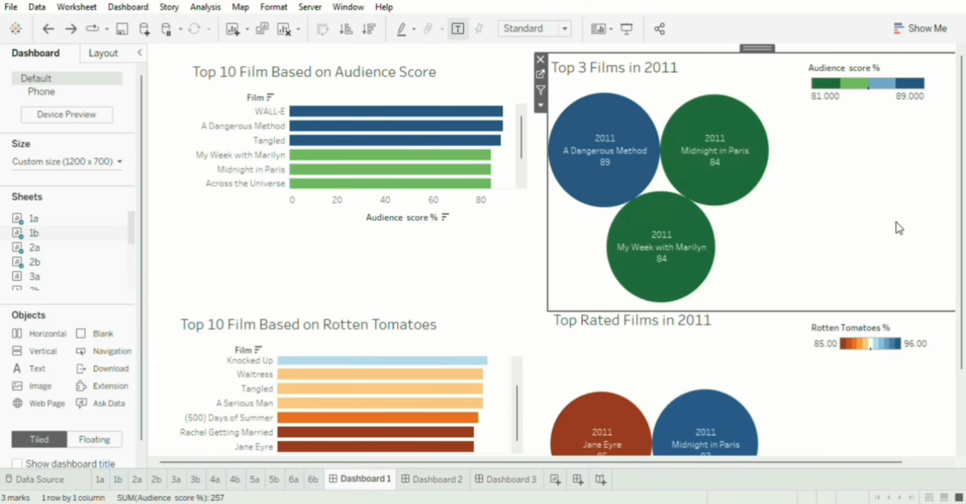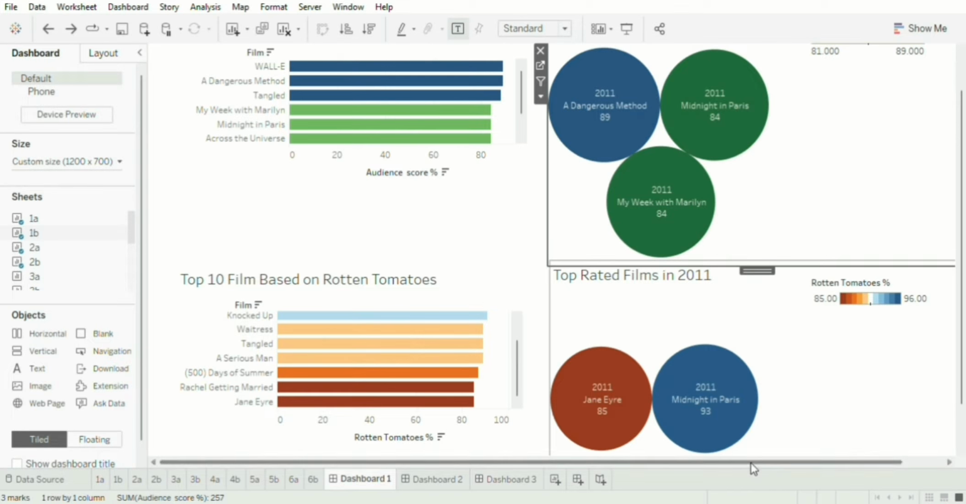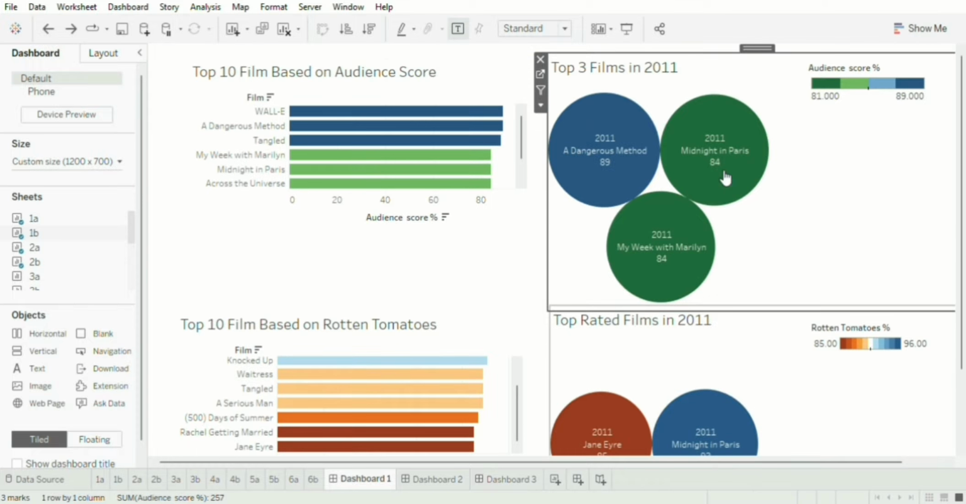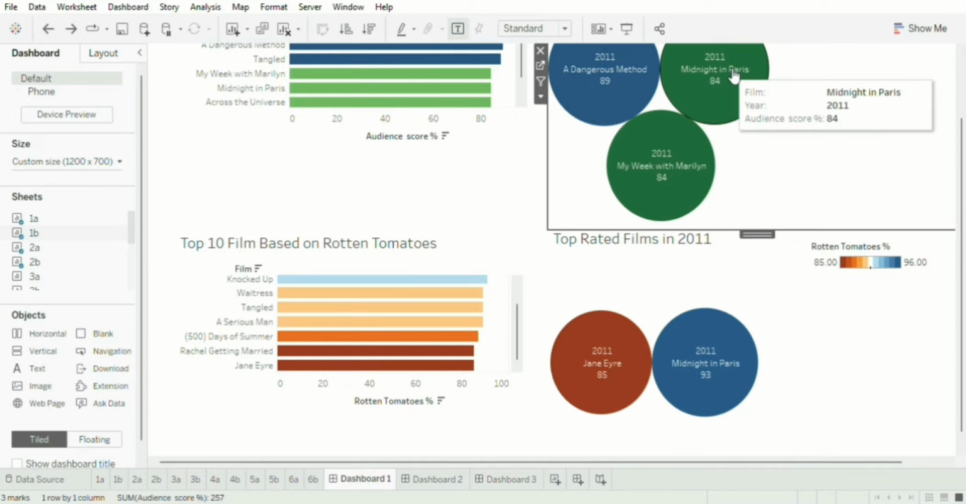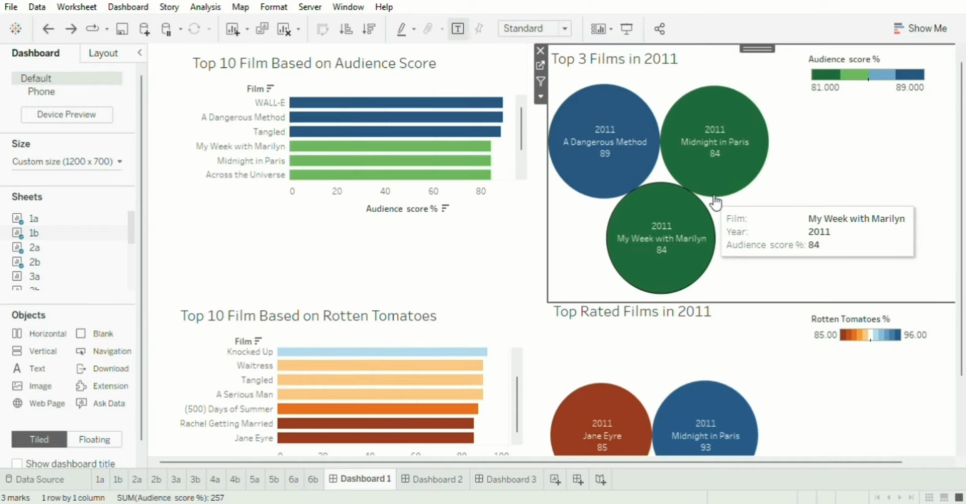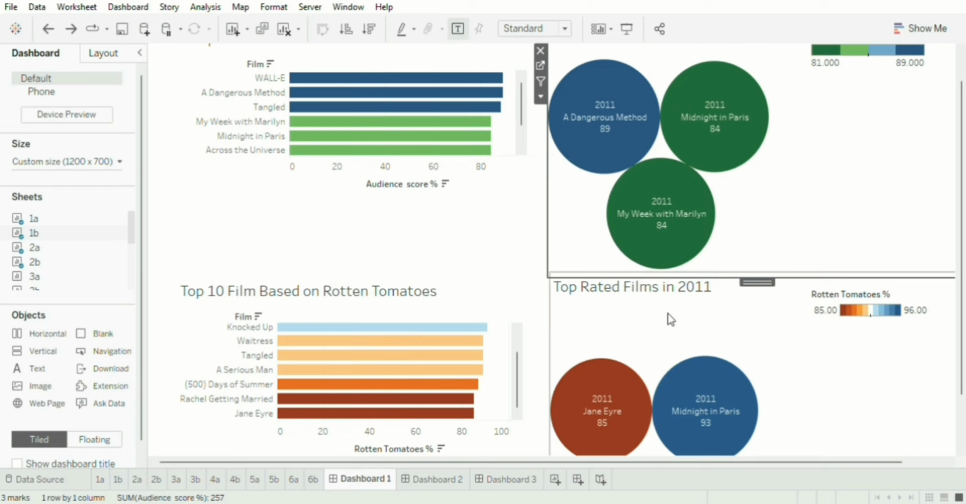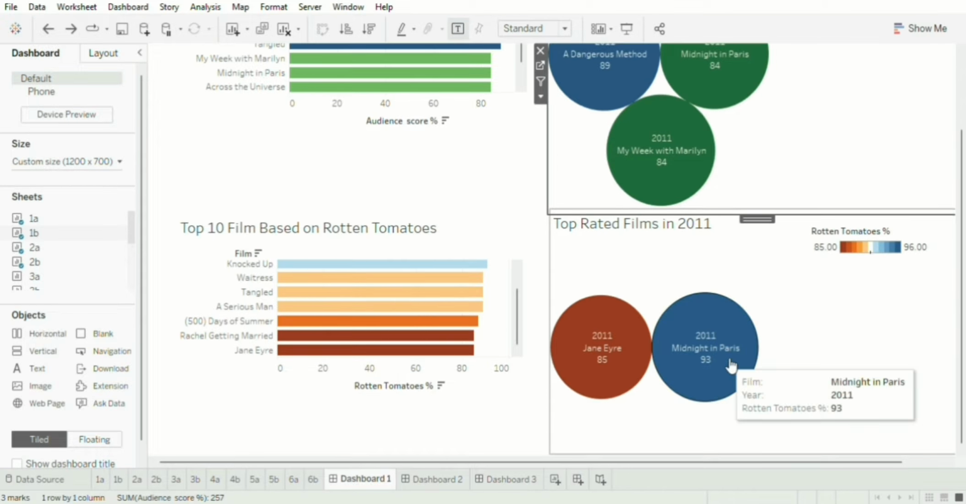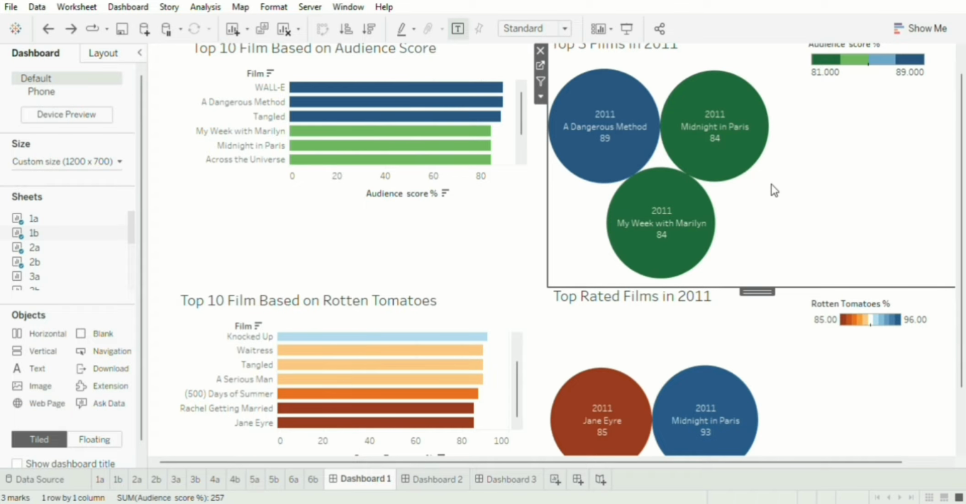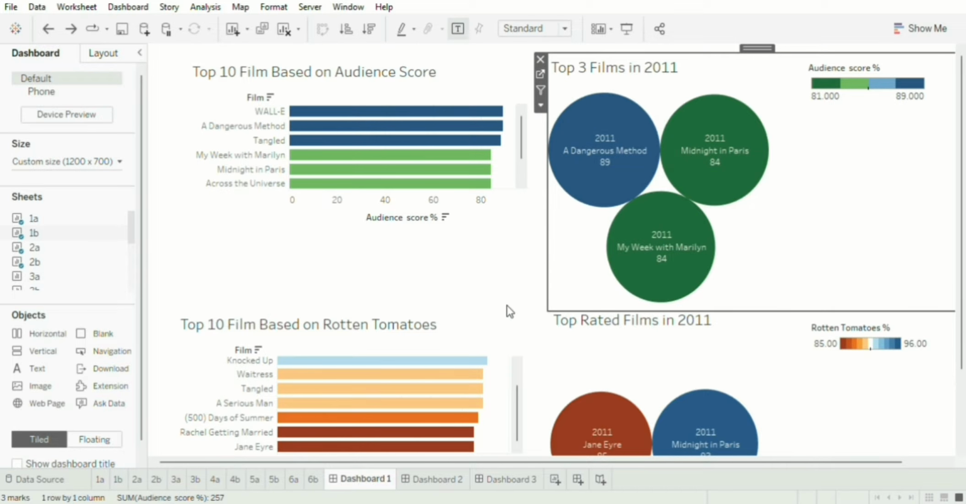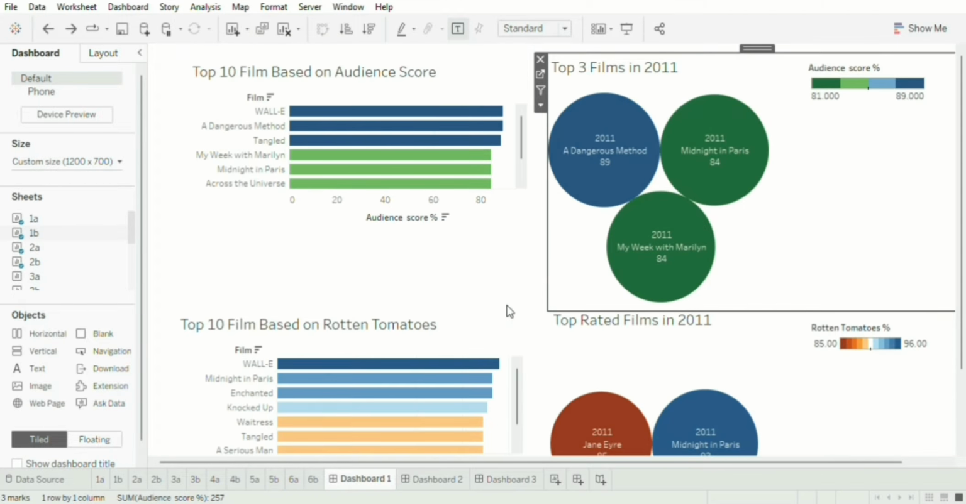So we see the top 3 highest audience scores include A Dangerous Method and also Midnight in Paris. But if you look again, Midnight in Paris appears in both the audience score and Rotten Tomatoes. So Midnight in Paris is more interesting because it already has the highest place in the 2 ratings, based on the audience and Rotten Tomatoes. Okay, let's go to dashboard 2.